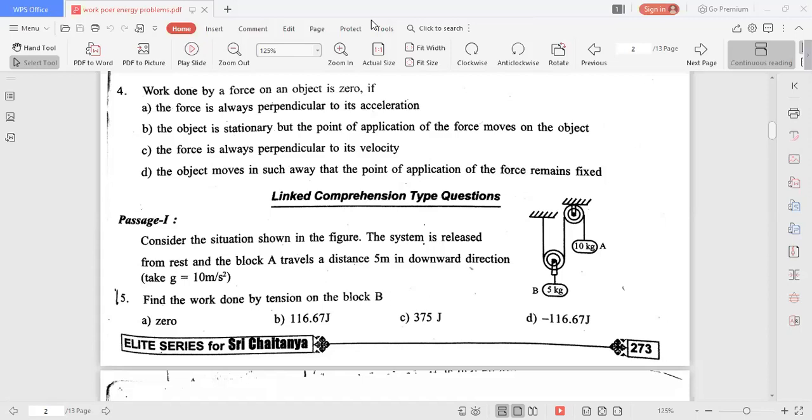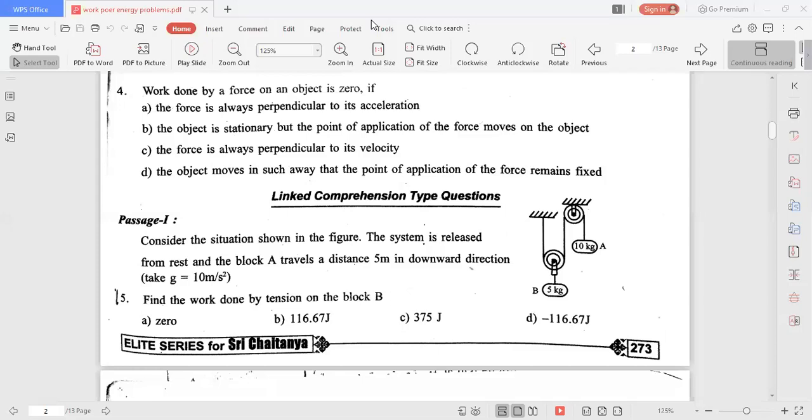Consider the situation shown in the figure. The system is released from rest. The block A travels a distance 5 meter in downward direction. Take g equal to 10 meter per second square. Find the work done by tension on the block B. Okay, have you seen the problem?